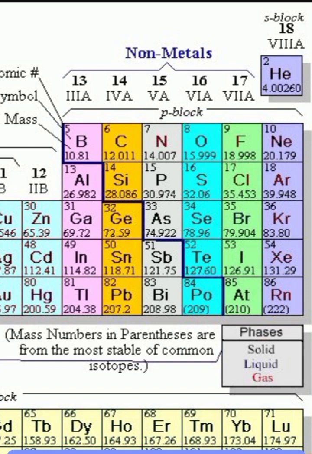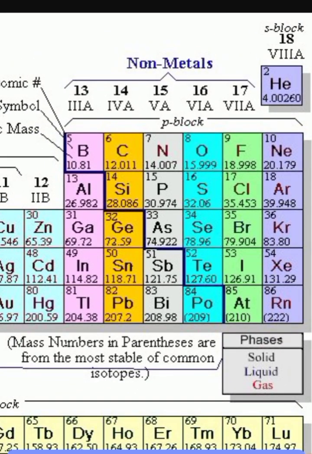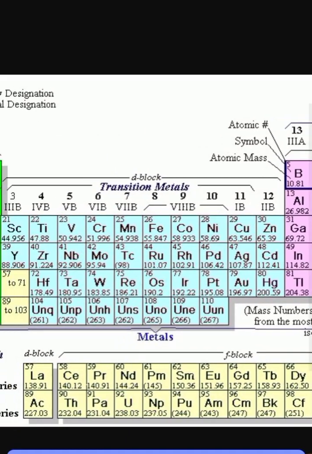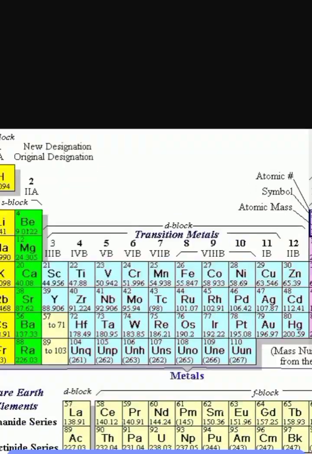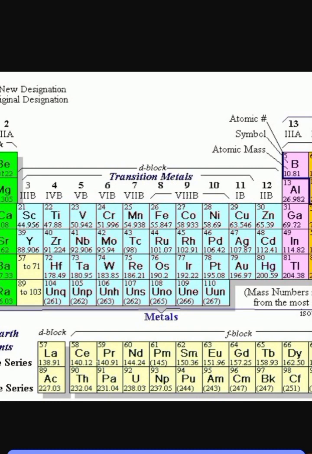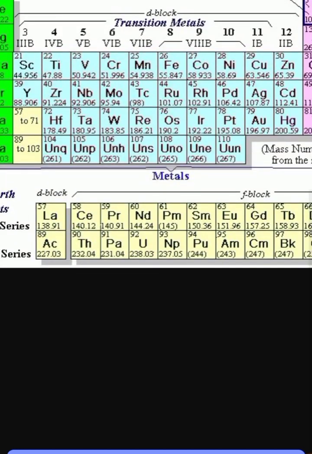Now, from this group 3A to group 8, that is group 3 to group 8, they are called the p block elements. That means they have their p orbitals being filled. Then from group 3B to group 1B, they are called d block elements because they have their d orbitals being filled up. All those are called transition metals. So the d block elements are also called the transition elements or transition metals.